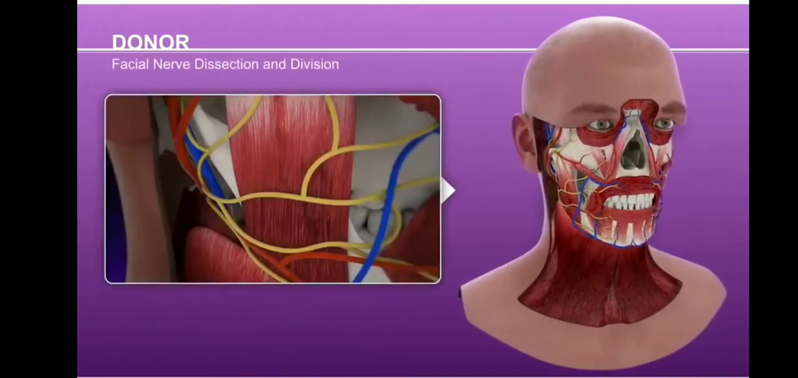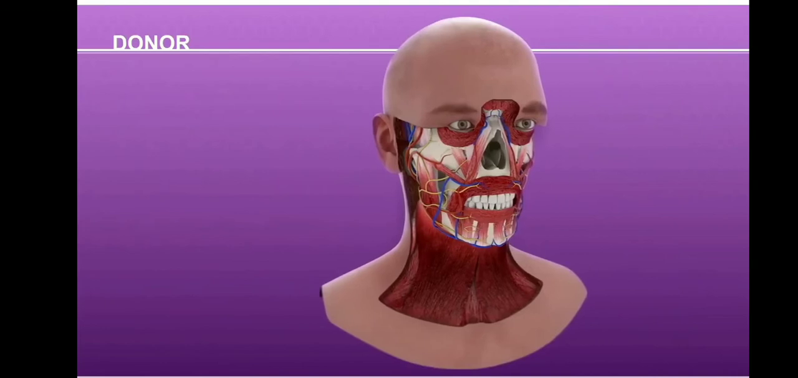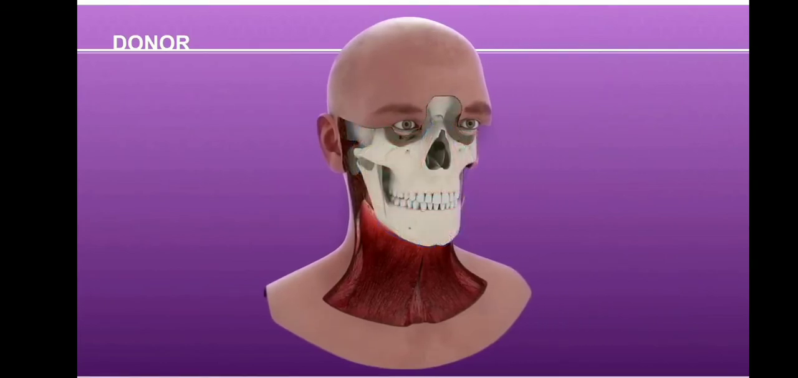The zygomatic, buccal, and mandibular branches of the facial nerve were identified and divided. Adequate exposure was performed to allow completion of the skeletal osteotomies. Custom-designed 3D printed skeletal cutting guides were fixated into position based on the preoperative surgical plan.